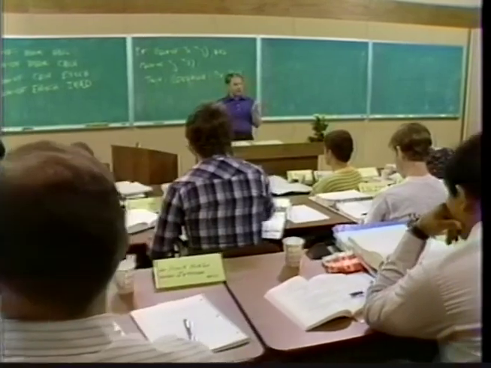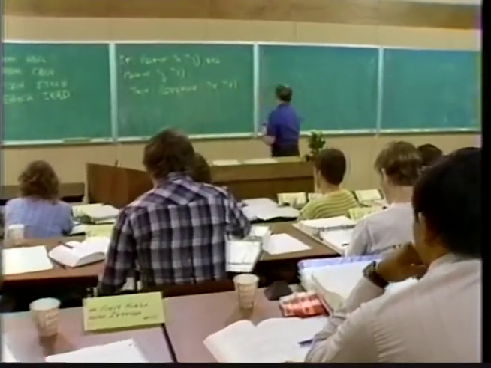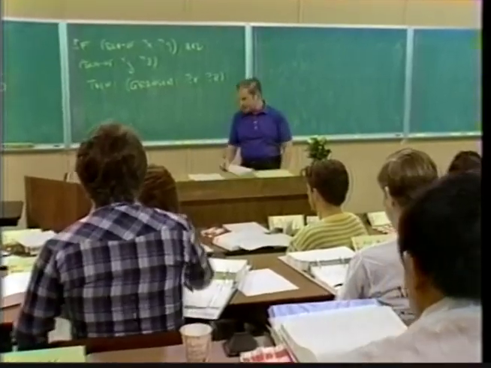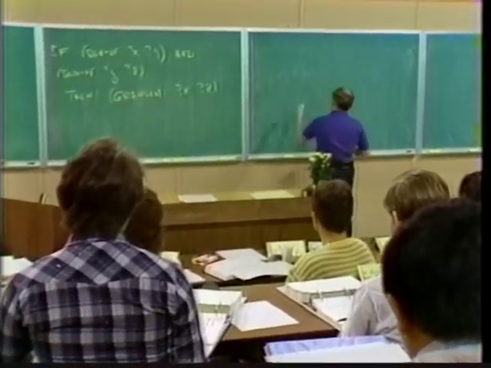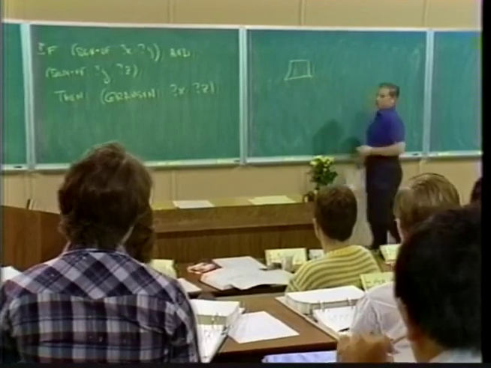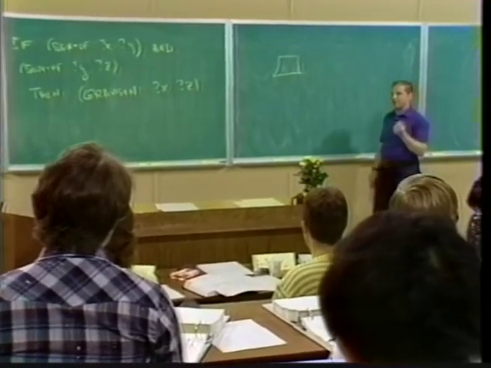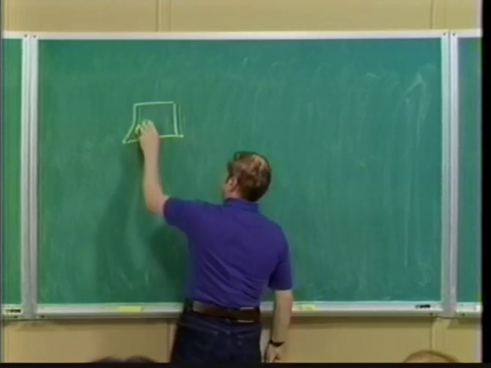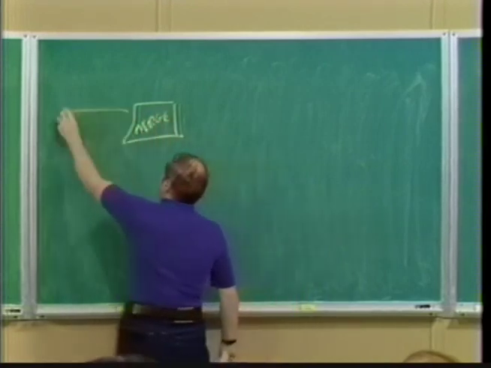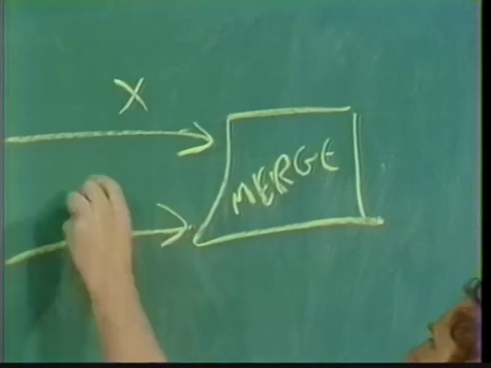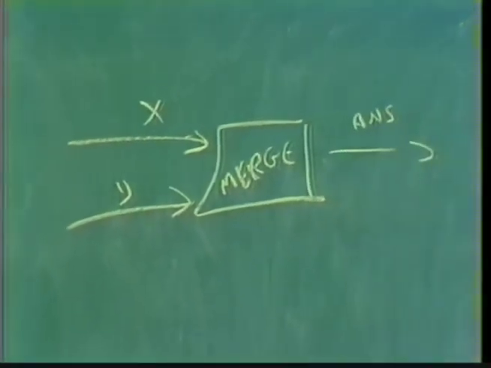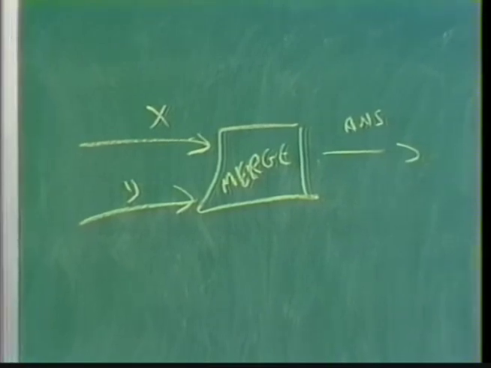And notice a big difference. The procedure looked like this. It said there was a box, and all the things we've been doing have the characteristic we have boxes and things going in and things going out. There was this box called merge, and in came an X and a Y, and out came an answer. That's the character of the procedure that we wrote.